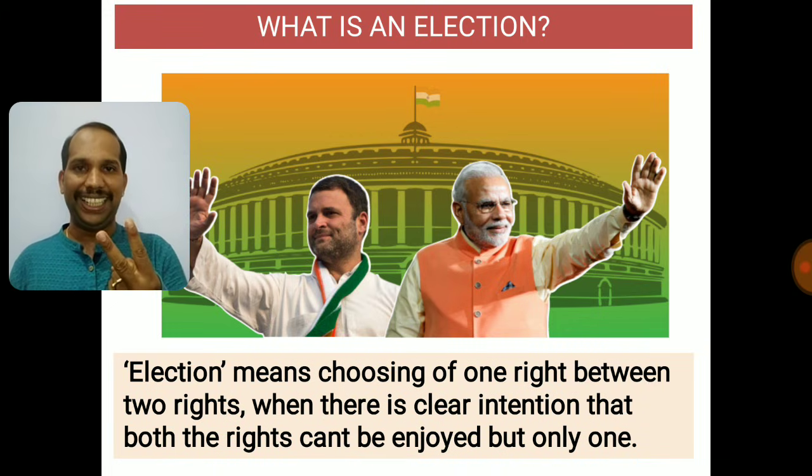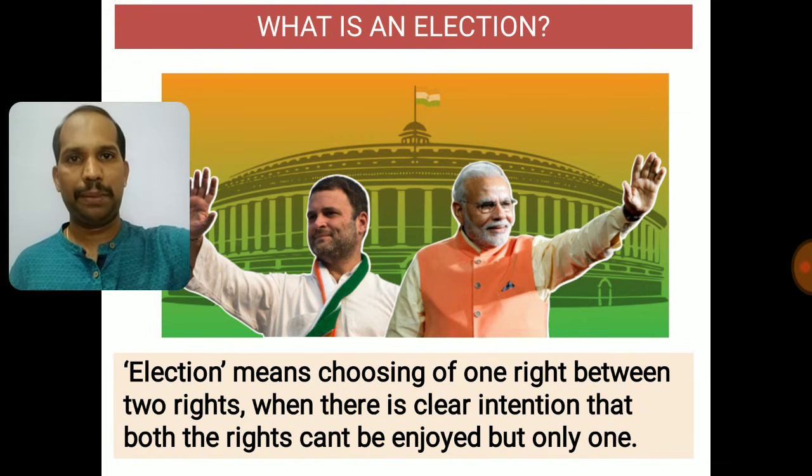You cannot say, give me 72,000 but also develop the country. No, you have to choose one between these two. That's what election means. Election means choosing one right between two rights, when there is a clear intention that both rights can't be enjoyed but only one. Now you have two options but you can choose only one option to enjoy. That's called election.